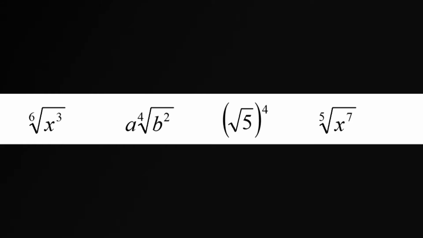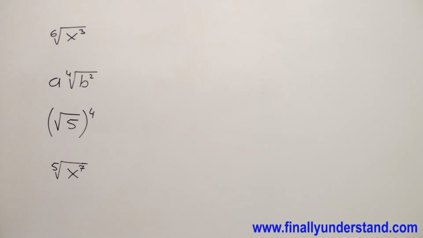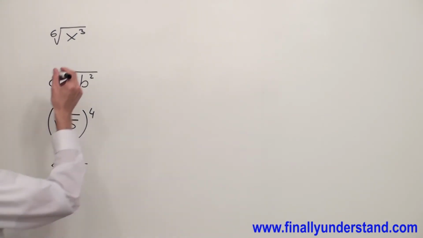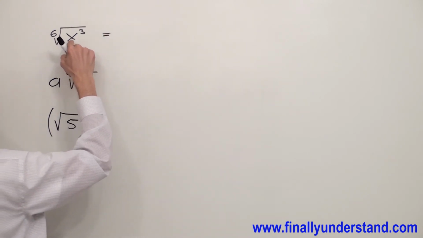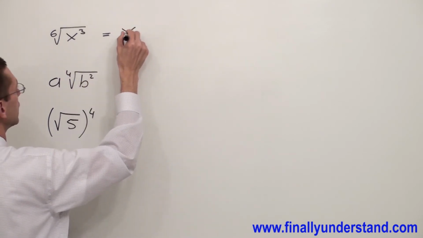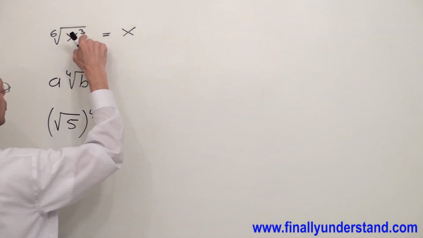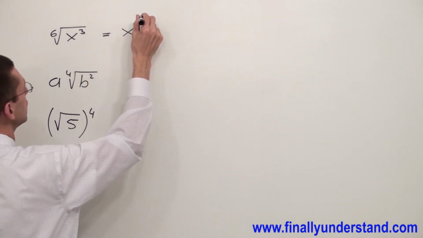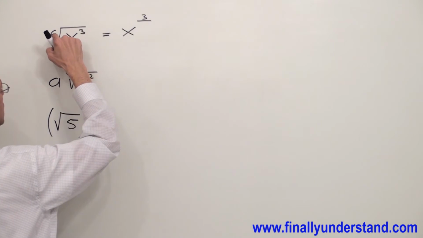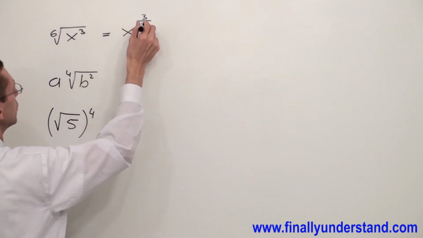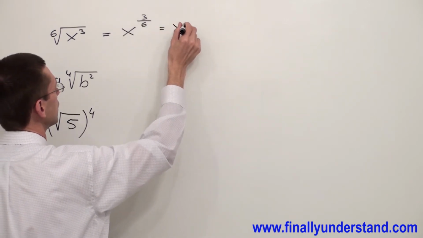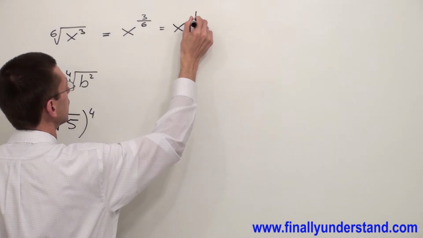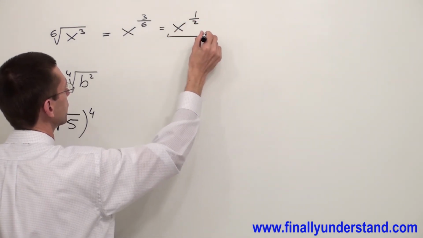Let's take a look at this example. This time we're supposed to write each answer using fractional exponents. Okay? So, radicand will stay the same. Remember, exponent is the numerator of my fraction and index is my denominator. I can reduce this fraction and I can say this is x to the 1 over 2. This is the answer to my problem.